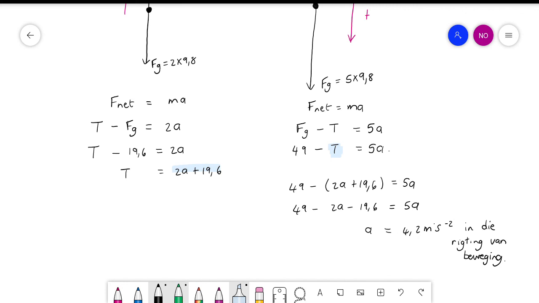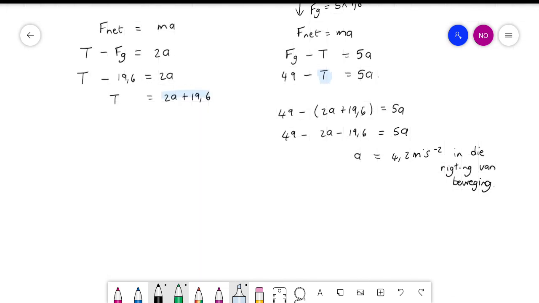Okay, nou vra hulle vir jou by 5.3, kyk of ons hom in 'n minuut kan inpas. 5.3 vra hulle net vir jou bereken die spanning. So for that, you don't have to do a lot, because you already have an expression for tension. So jy gaan nou net gaan en hom gaan instel.